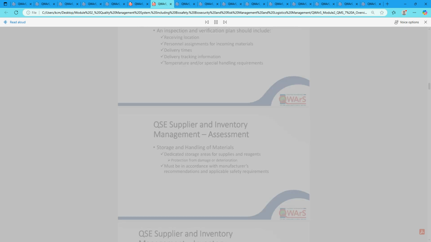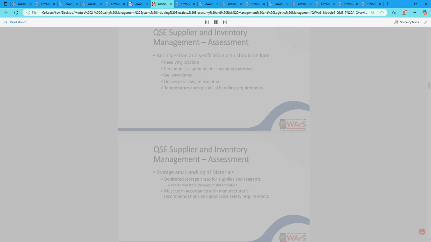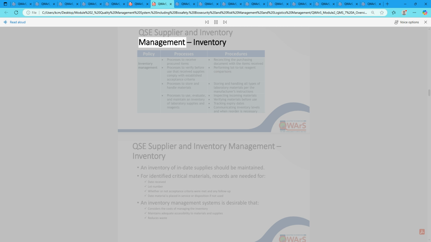An inspection and verification plan should include receiving location, personnel assignments for incoming materials delivery, times of delivery, tracking information, temperature, and/or special handling requirements. Storage and handling of materials: dedicated storage areas for supplies and reagents. Protection from damage or deterioration must be in accordance with manufacturer's recommendations and applicable safety requirements. QC supplier and inventory management, inventory.